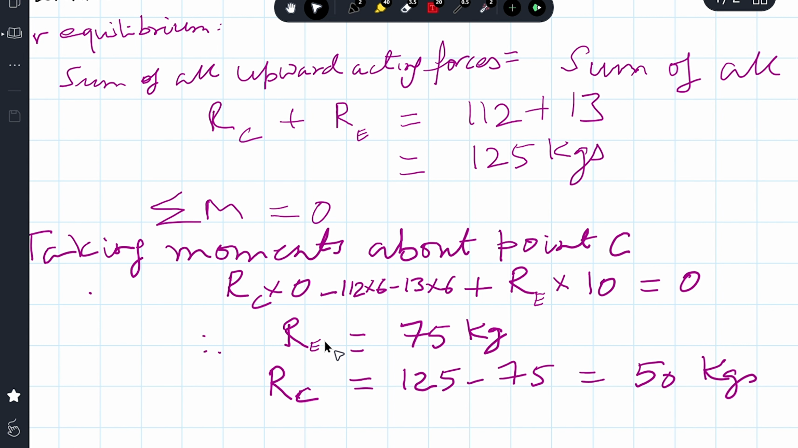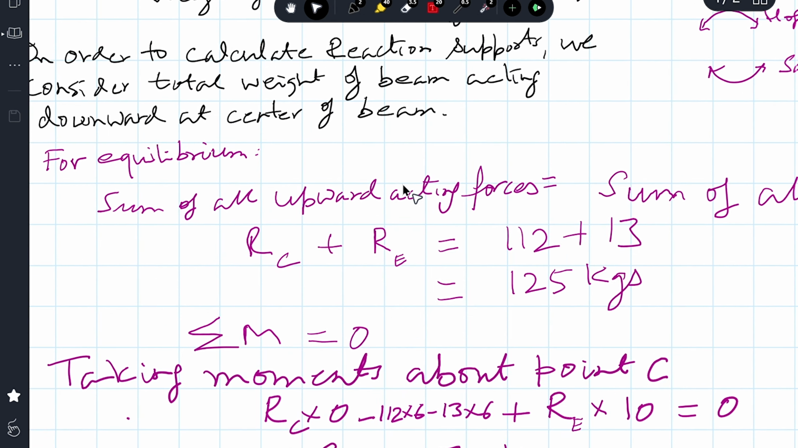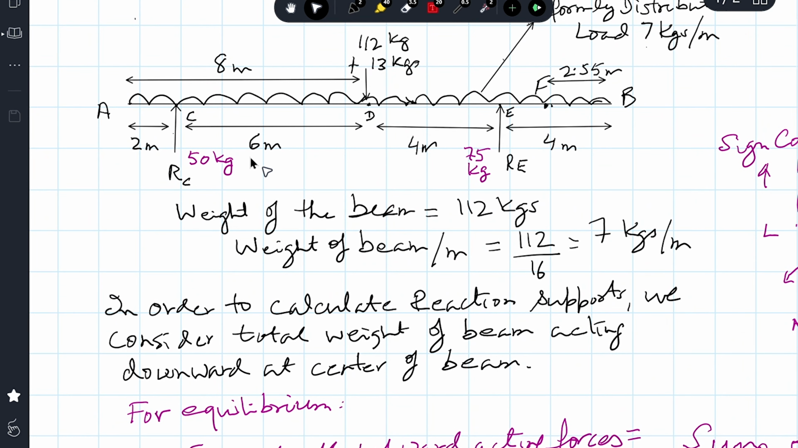This gives me RE, the reaction force at point E, as 75 kg, and the reaction force at point C must be 125 minus 75, because the total reaction forces together make 125 kg. So 125 minus 75 will be 50 kg, the reaction force at point C, and 75 kg is at point E. So we should mark them alongside the reaction forces here, RC 50 kg and RE 75 kg.